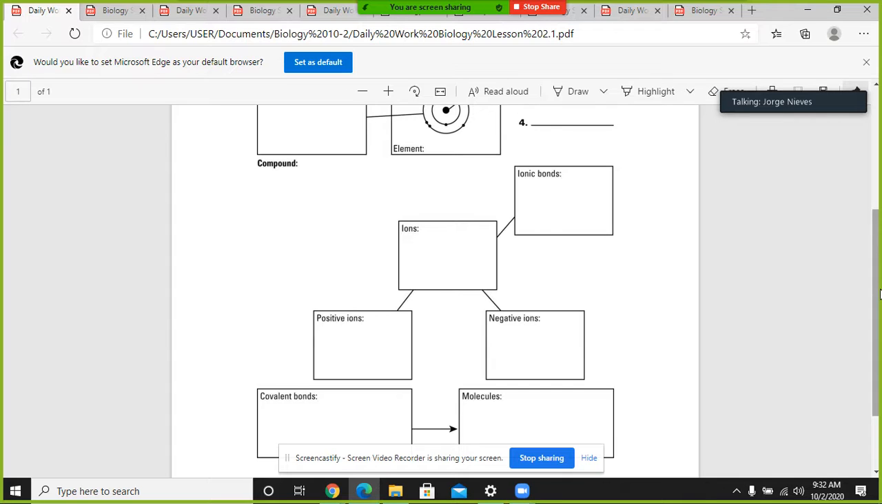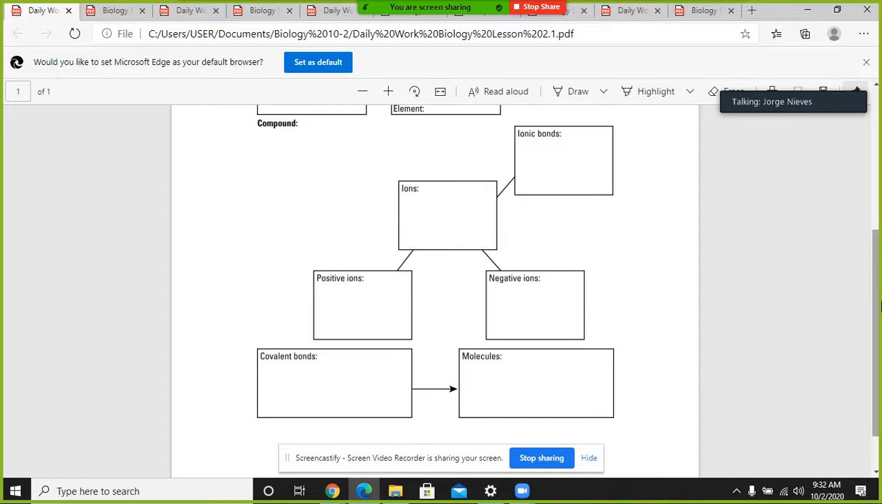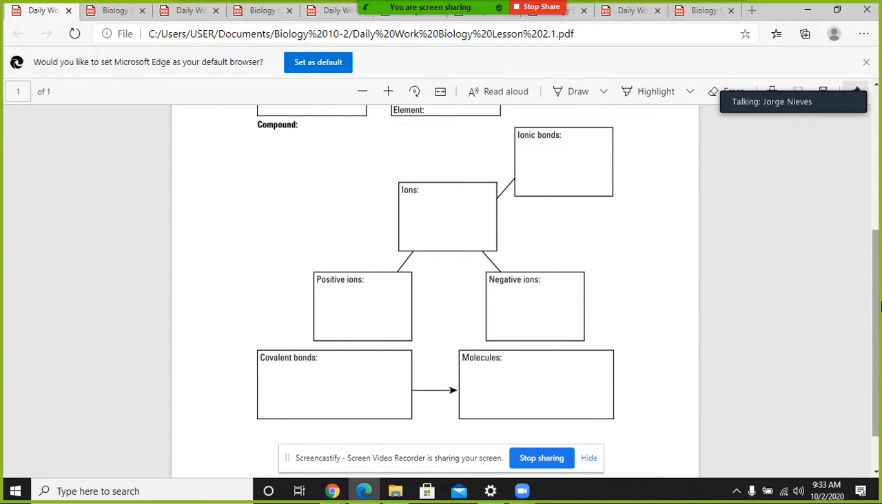A negative ion is the opposite: we gain an electron, and that makes us a negative ion. Any questions about ions and ionic bonds? That's basically what we saw in this part of the lesson.